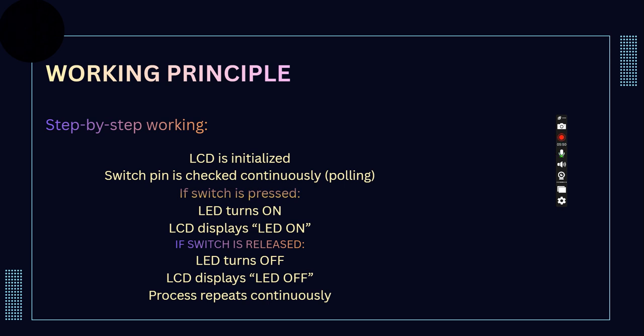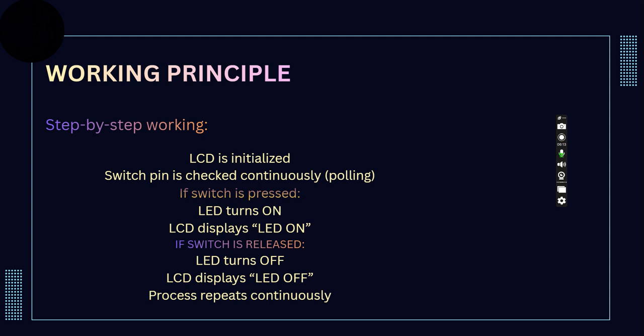Switch monitoring. This is also called polling method. The switch pin is configured as input. The microcontroller continuously checks the switch state using polling method inside the infinite while loop. Polling means the microcontroller reads the switch pin instead of waiting for an interrupt. When the switch is pressed, switch input becomes logic high. It means 1.